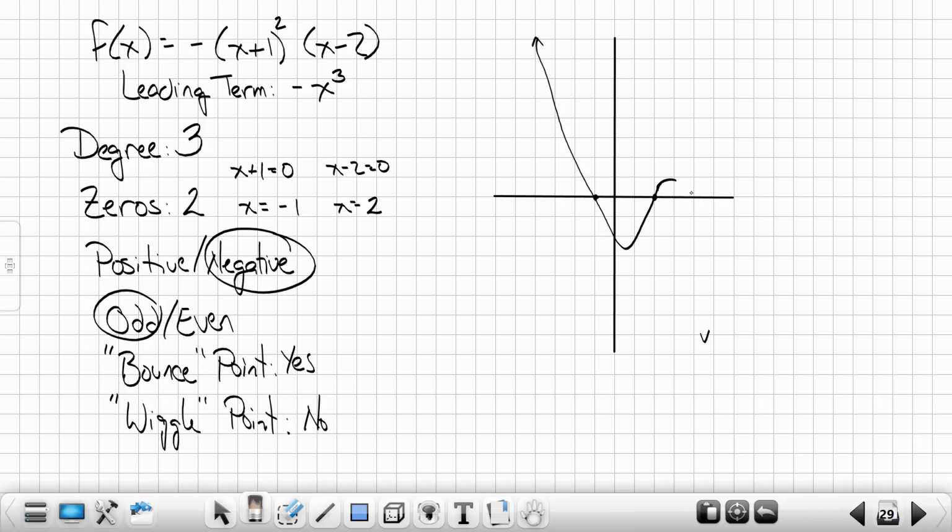Then go down? But did I cross another time? No, I only have 2 zeros. Wouldn't you just make it along the x-axis? So what happens is, on the one that has the even exponent, at -1, I bounce. I don't pass through. I bounce off of it, come back up, come down.